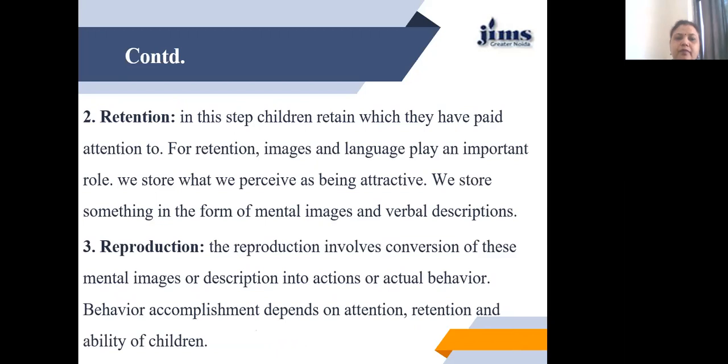Second is retention. In this step, children retain what they have paid attention to. For retention, images and language play an important role. We store what we perceive as being attractive. We store it in the form of mental images and verbal descriptions. So whatever event or situation is attentively attended to by the child is to be retained for a longer period of time. Next is reproduction. Reproduction involves conversion of these mental images or descriptions into actions or actual behavior. Behavior accomplishment depends on attention, retention, and ability of children.